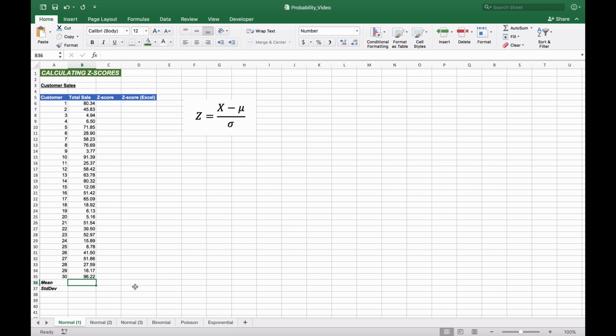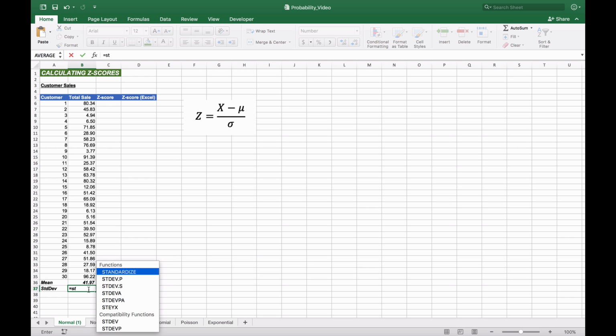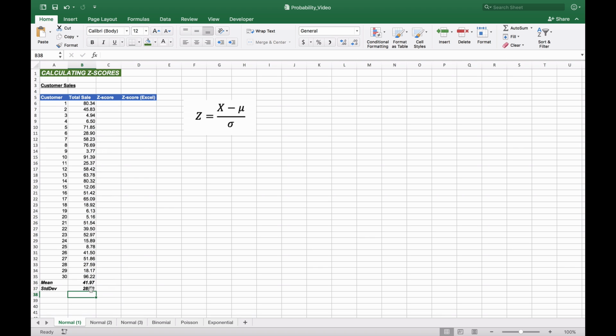So the first thing that we're going to do is calculate an average, because we need the mean. We're going to take the average of our total sales. When we do that, we get 41.97. And now we will need to calculate the standard deviation. Again, we're going to use the standard deviation sample of our entire sample set, and we get 28.50.